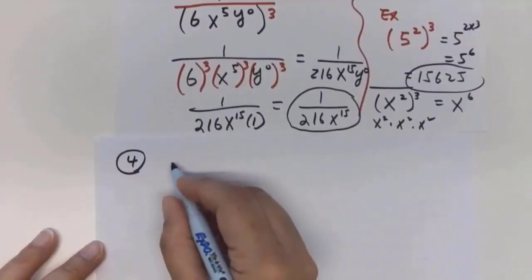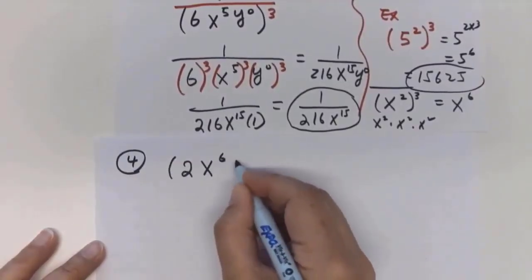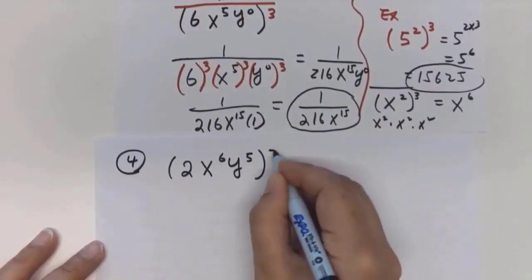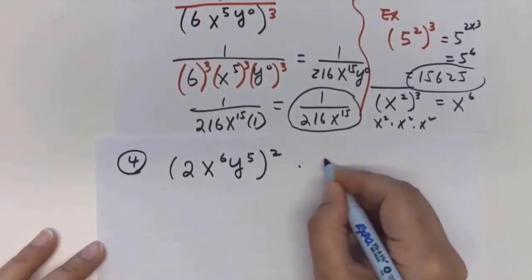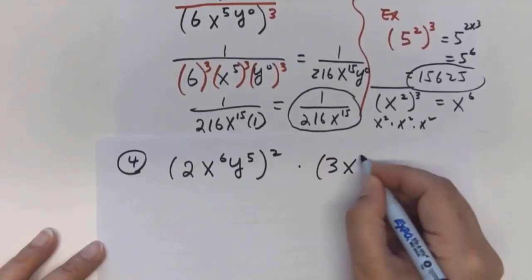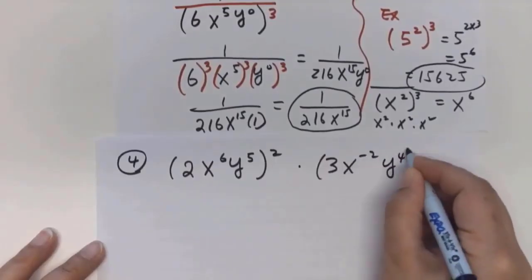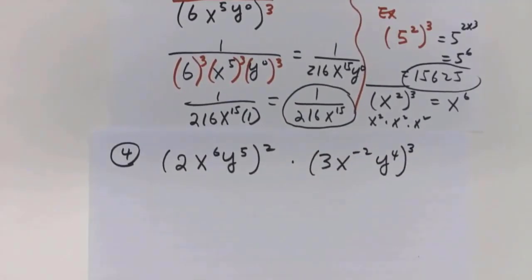Number 4. 2x to the 6th, y to the 5th power, squared, times 3x to the negative 2, y to the 4, to the 3rd power. So what should I do first? Do the first set of parentheses. Okay, do the first set of parentheses.